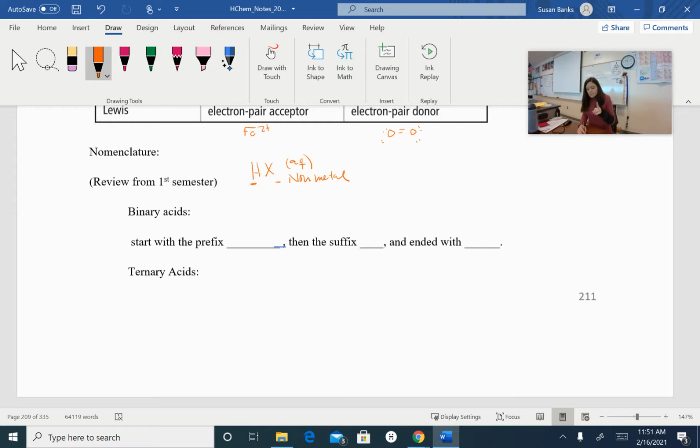So we start with the prefix hydro, and then we use the root of that nonmetal word, and we add on the suffix ic, and we add the word acid. So for example, HF, aqueous, would be hydrofluoric acid. HCl would be hydrochloric acid.